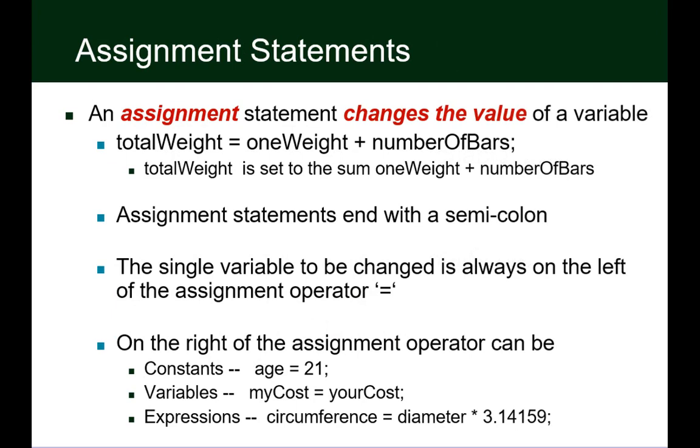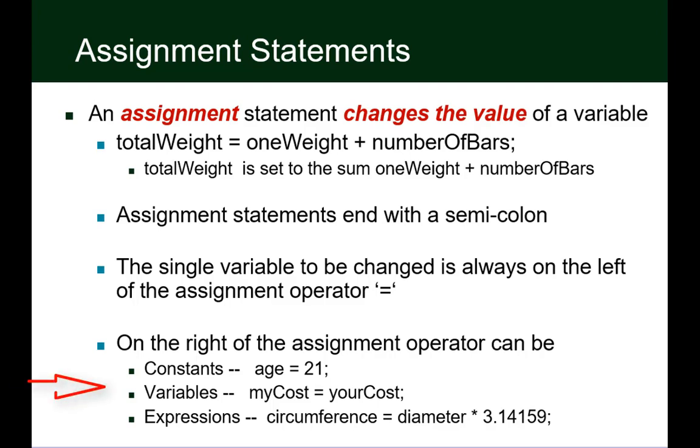The assignment is used to change the value of the variable. Here we see the addition of oneWeight plus the numberOfBars assigned to totalWeight. So everything on the right side of the equal sign, which is called the assignment operator, gets done before the actual assignment or changing of the value for what's on the left side is done. The assignment statement also needs to end with a semicolon, as most lines of code in C++ require.